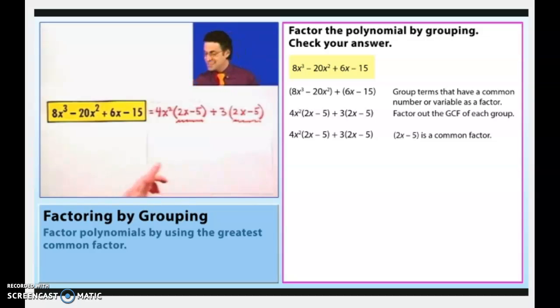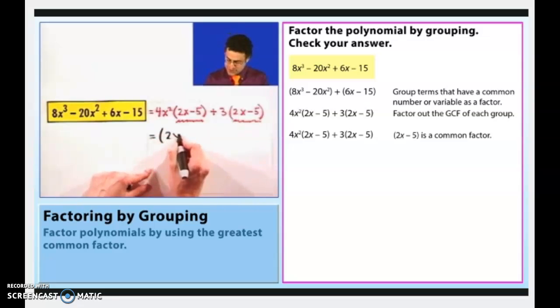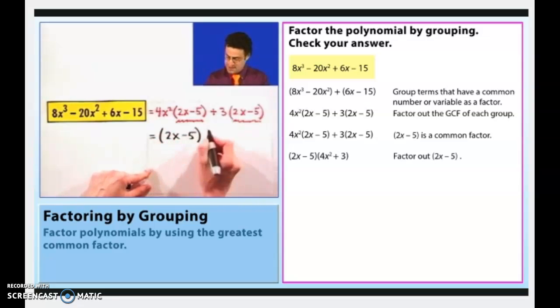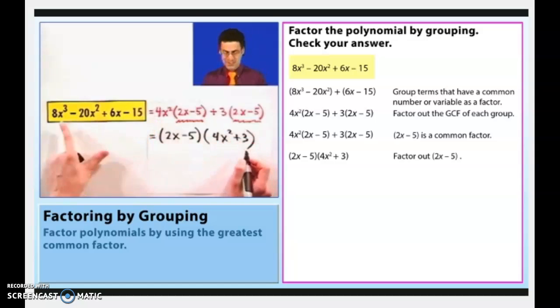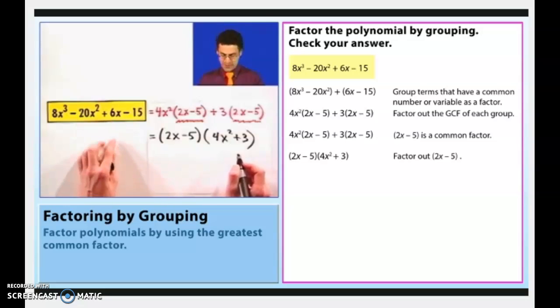This is unbelievable, isn't it? This is like magic. It's like a magic trick. You should show this to all your family tonight. Say, look at the magic trick. And now I can factor out 2x minus 5. And what am I left with? 4x squared plus 3. I have just factored this thing, which looks completely infactorable.